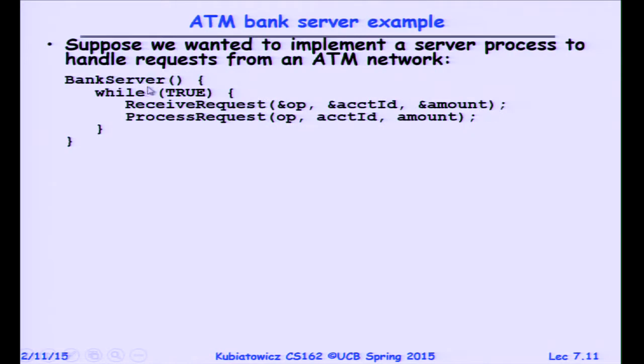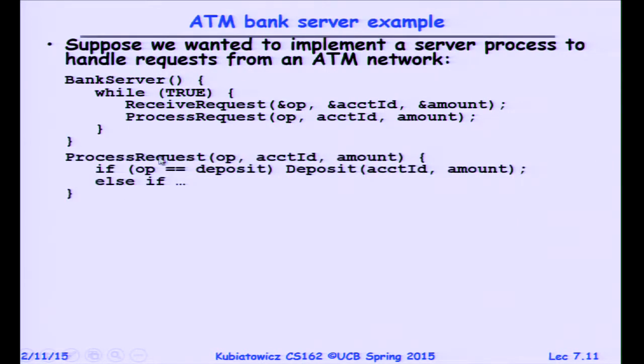And suppose that we want to handle requests from the ATM network. We could do this. The bank server says, well, get the next request, process the request, and it does this in a loop. Okay? And what does process request do? Well, it says here's what the operation is, here's the account, here's the amount. If it's a deposit, do one thing. If it's a withdrawal, do the next thing. And this seems reasonable. What's probably a little undesirable about this particular implementation of a bank?